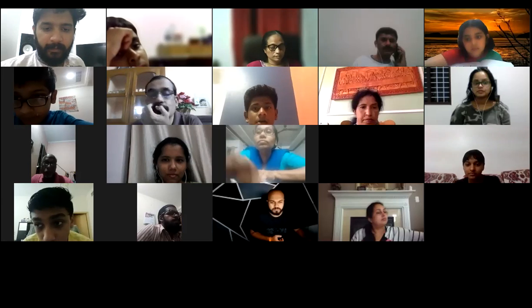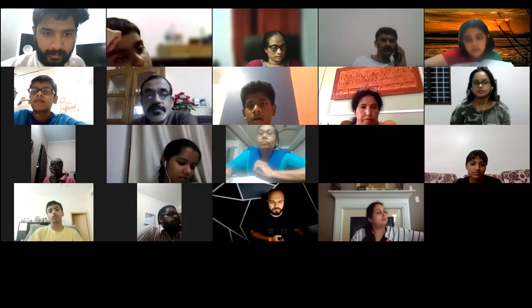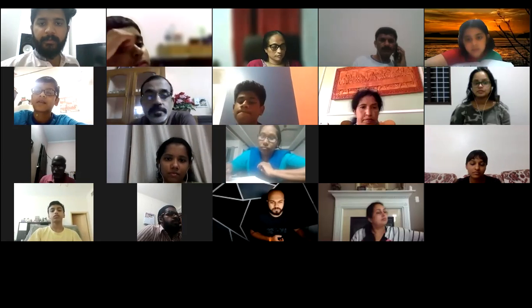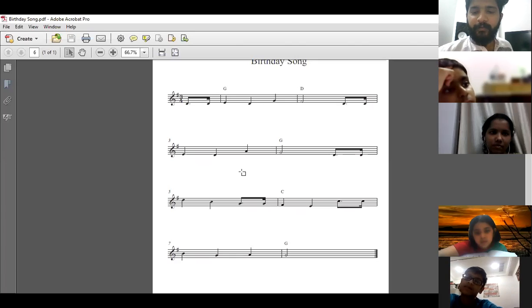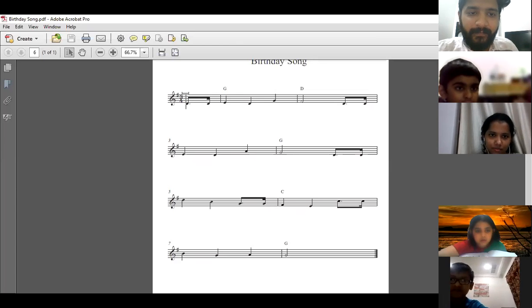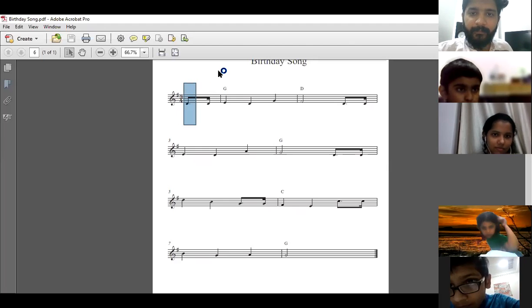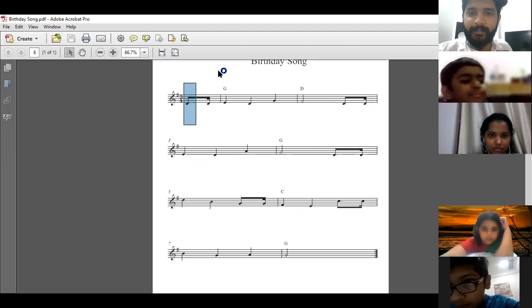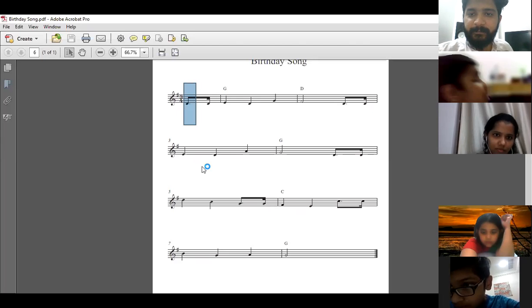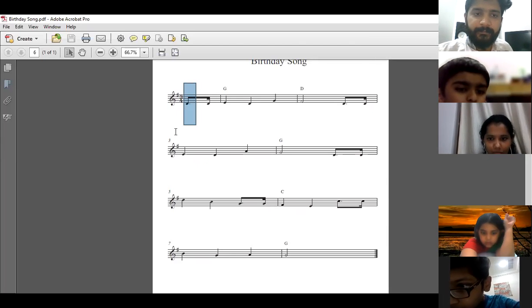I believe you should be able to find the rest of the notes. So what was the other assignment? One was the birthday song. Okay, let's check the birthday song. I hope all of you know the birthday song. This is the song everybody knows, right? So here, can you tell me the answer? How many beats does this note carry? Type the answer in the chat. Let me see how many of you are really smart. How many beats does it carry?